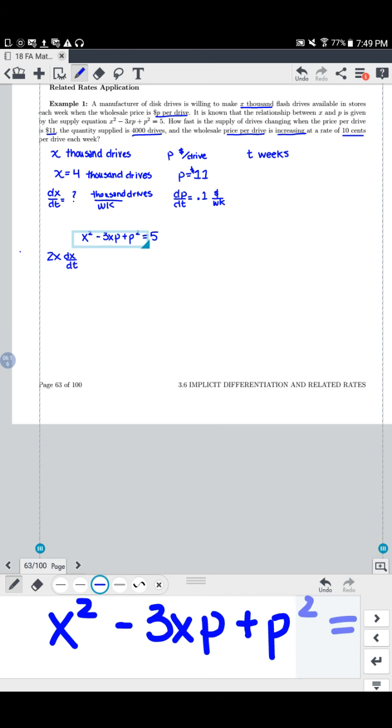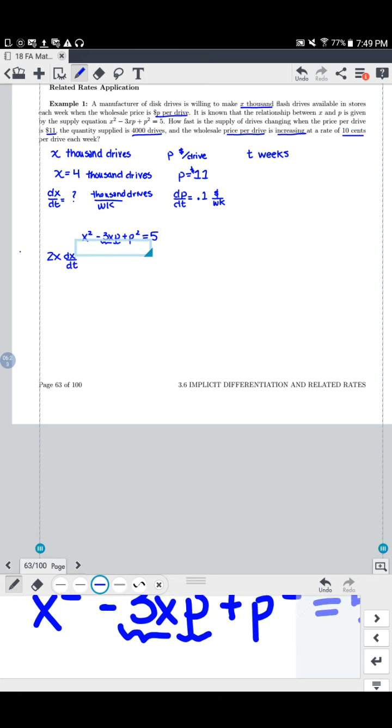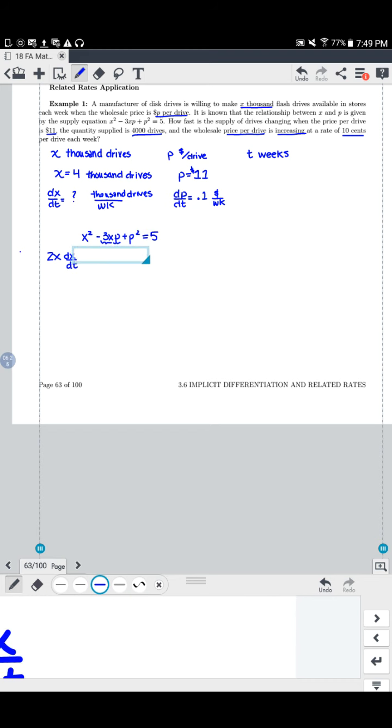Here I have a product rule. So I have the product negative 3x times p. So I'm going to use my product rule here with respect to time. So the derivative of negative 3x is negative 3 dx/dt. Take the derivative of x with respect to time.